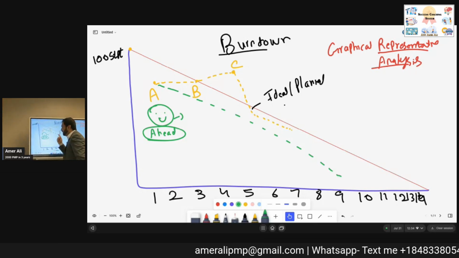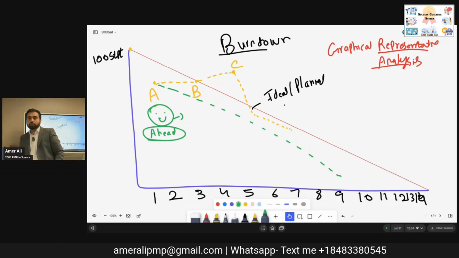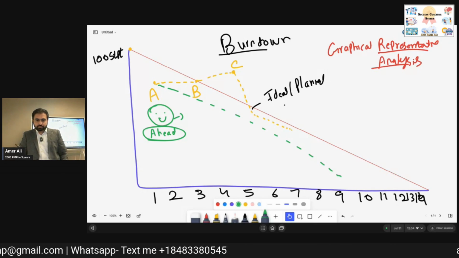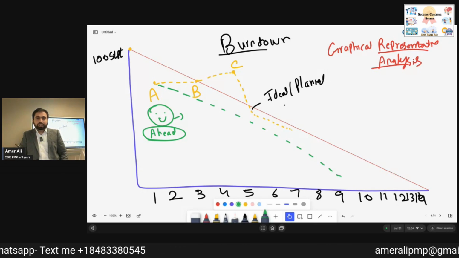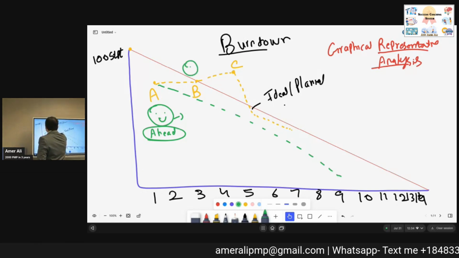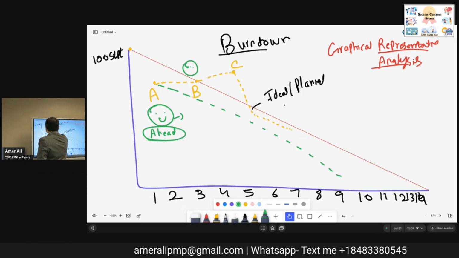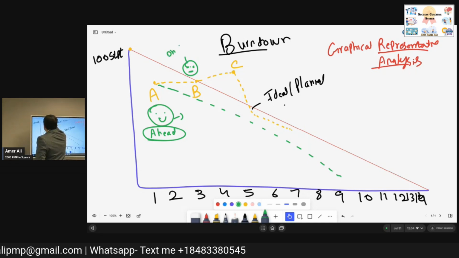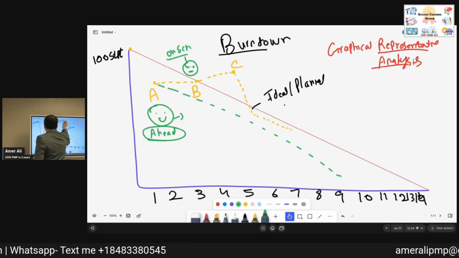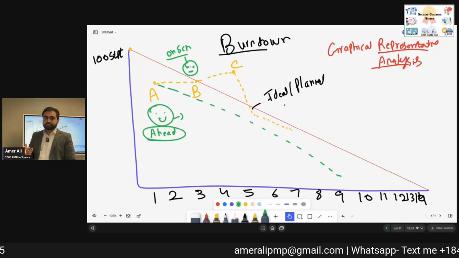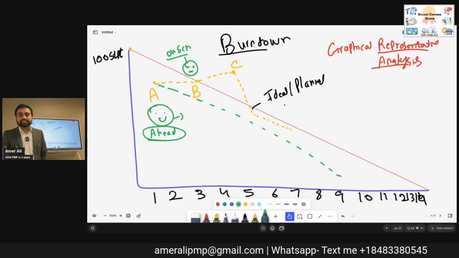What is on point B? If the exam asks, you are on point B, what has happened? At point B, you are on schedule. So let me make this a flat face. On schedule, neither happy nor sad. What we planned, we did that thing.